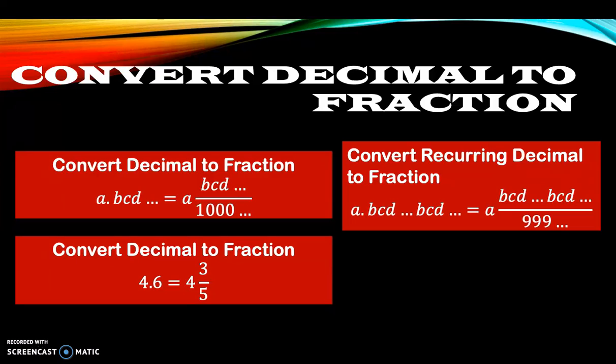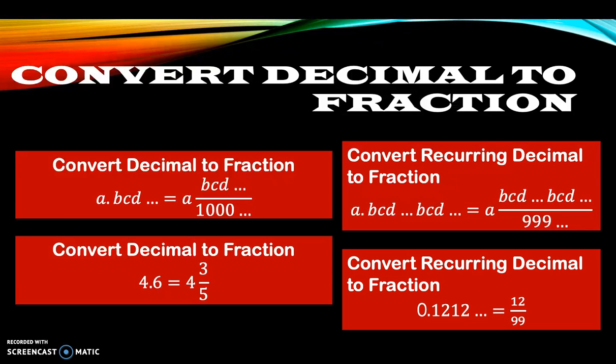Recurring decimal is another type of decimal that can be written as a fraction. A point BCD, BCD so on, that keeps on repeating, equals ABCD over 999. The number of nines is based on how many numbers are being repeated after the decimal.